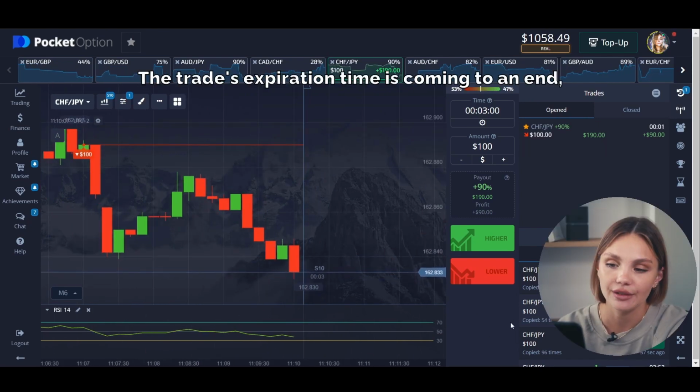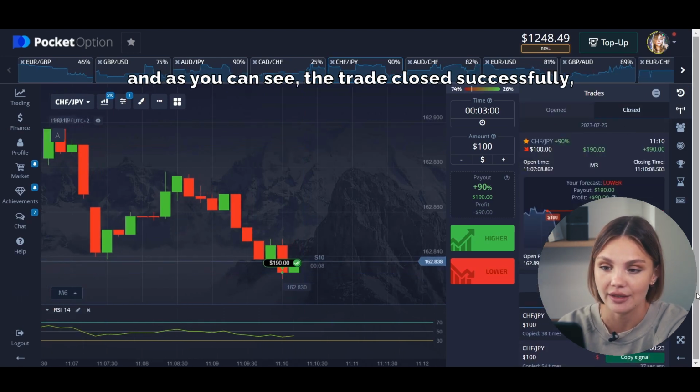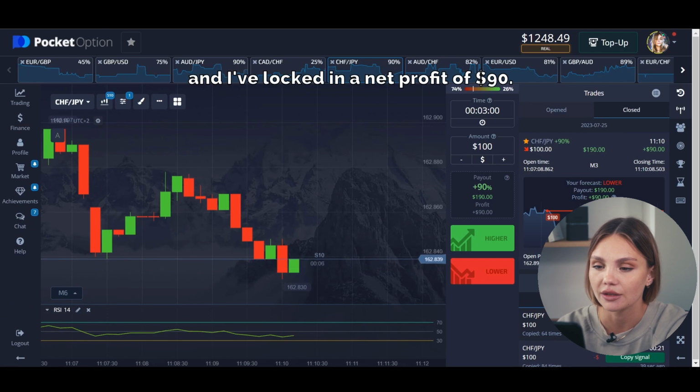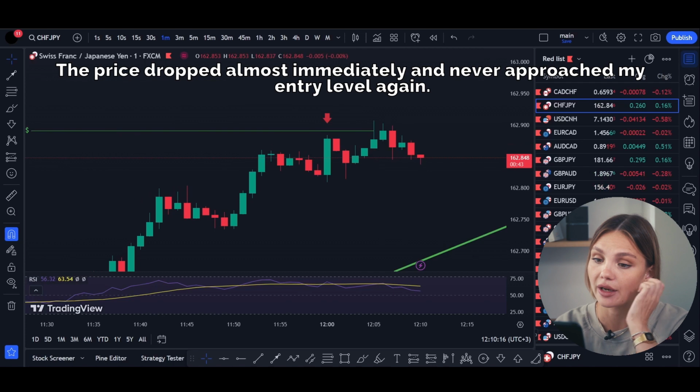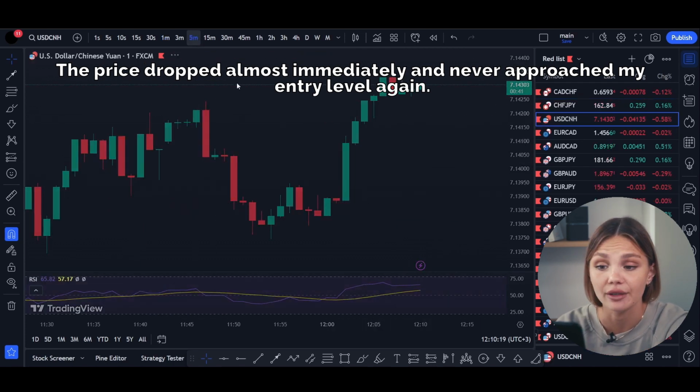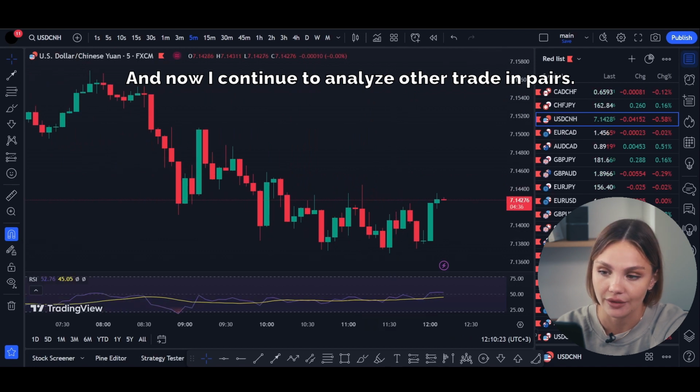The trade's expiration time is coming to an end, and as you can see, the trade closed successfully, and I'm locked in a net profit of $90. It was a straightforward trade. The price dropped almost immediately and never approached my entry level again. And now I continue to analyze other trading pairs.